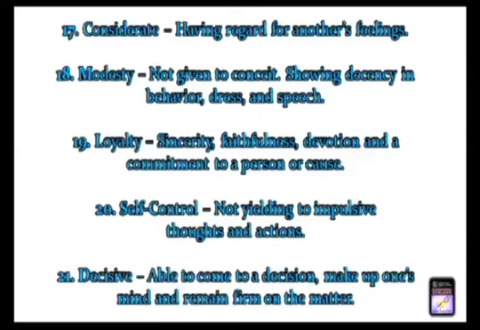The last one in the list is decisive, able to commit to a decision, make up your mind, and remain firm on a matter. So, not being wishy-washy, back and forth, like a ship on the sea. One minute we feel like this, the next minute we feel like this, the next minute we want to do this, we decide to do this, the next minute we want to do this instead. We got to remain firm.